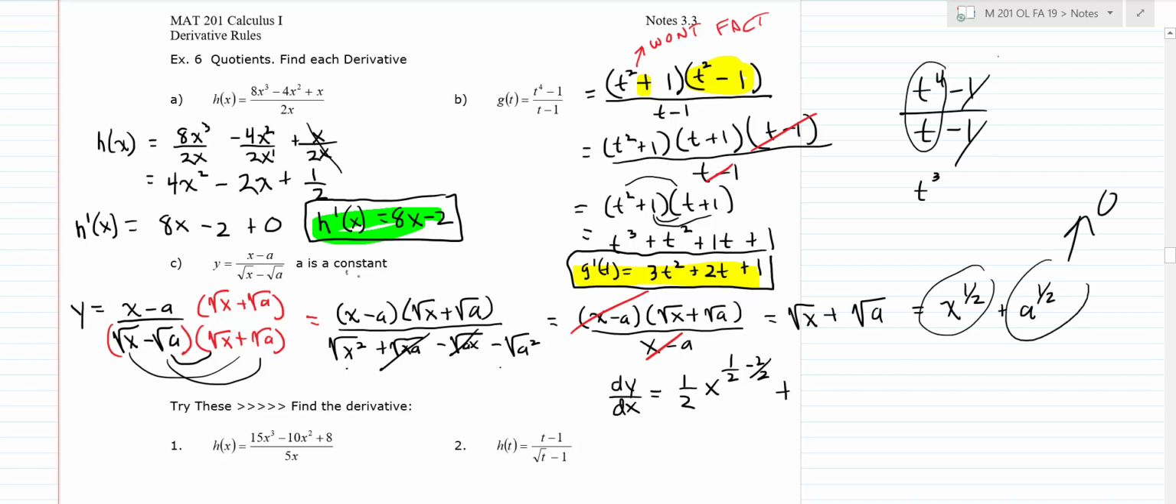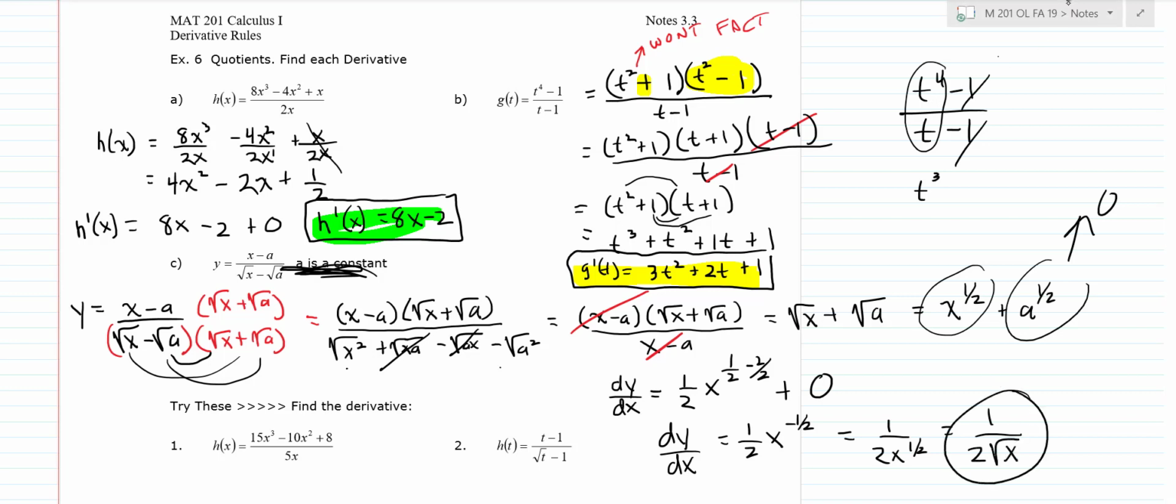See, I even told you a is a constant. So that's 0. So the answer to the problem is dy over dx would be 1 over 2 x to the negative 1/2. So I'm going to change it back to a radical. So I've got 1 over 2 x to the 1/2. So that's 1 over 2 radical x. Who would have thunk? All right, so that's what we get there.